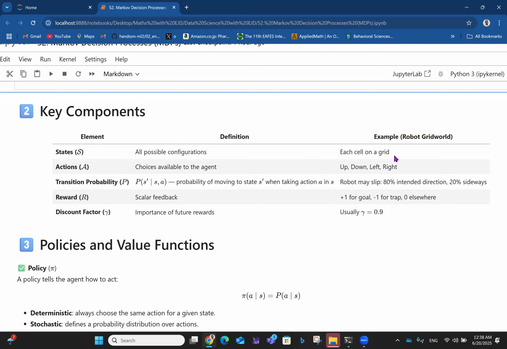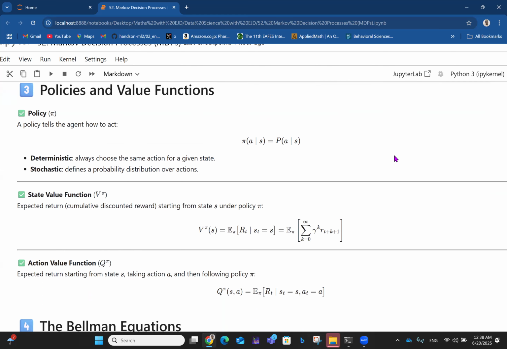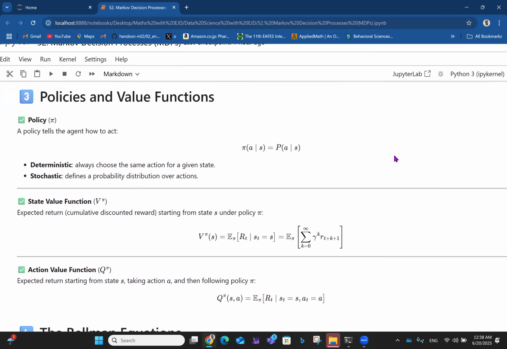The discount factor gamma is the importance of future reward. Usually gamma is like 0.9. And that's why we say gamma is from 0 to something almost close to 1, but not exactly 1. That's why 1 is not included in the interval normally.